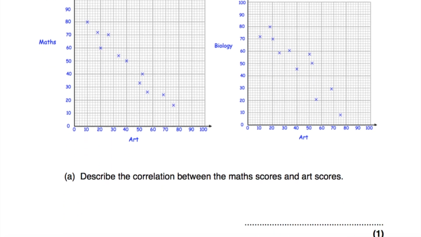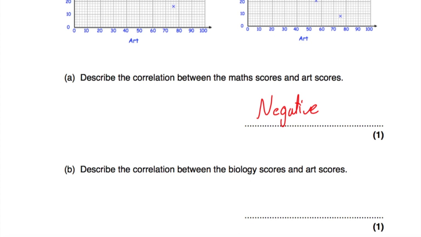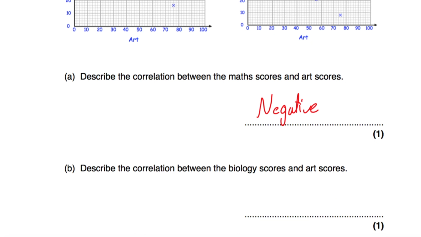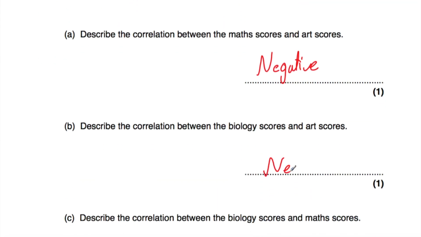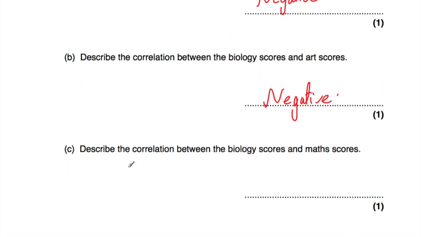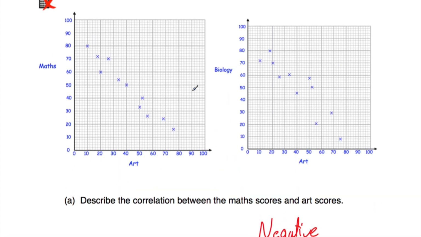And part A says, describe the relationship between the maths and the art scores. Well, that's a negative correlation. Part B says, describe the relationship or the correlation between the biology and the art exams. So biology and art is a negative correlation as well. Okay, and then part C says, describe the correlation between the biology scores and the maths scores. Now if we go back up, we don't actually have a scatter graph with maths and biology.